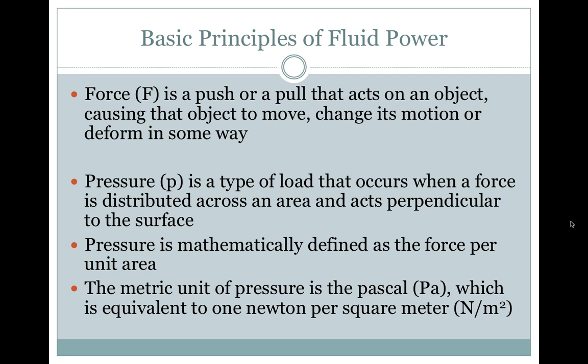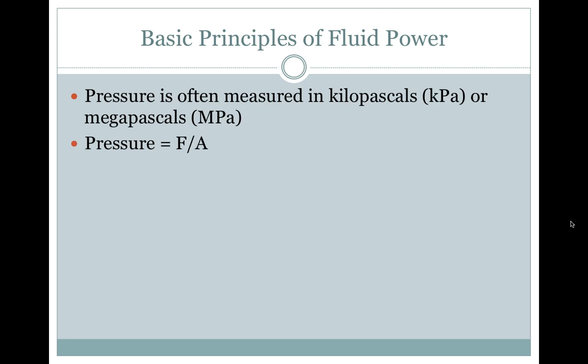Force, F, is a push or pull that acts on an object, causing that object to move, change its motion, or deform in some way. Pressure, P, is a type of load that occurs when a force is distributed across an area and acts perpendicular to the surface. Pressure is mathematically defined as the force per unit area. The metric unit of pressure is the Pascal, which is equivalent to 1 Newton per square meter. Pressure is often measured in kilopascals or megapascals. Pressure is equal to the force divided by the area.